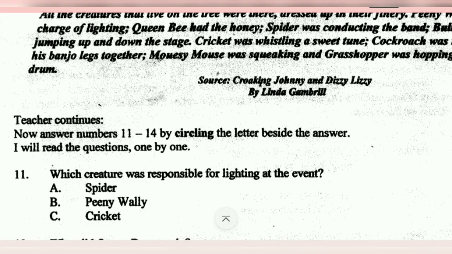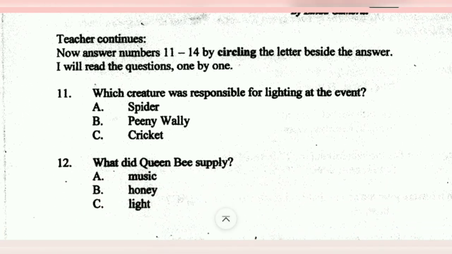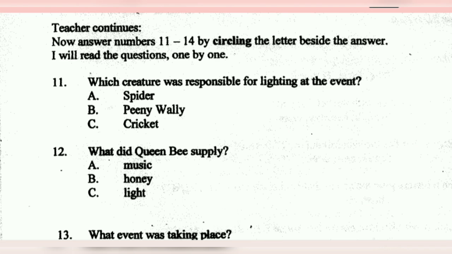And it's by Linda Gambrill, alright, or Gambrill. Let's go. Now answer items or numbers 11 to 14 by circling the letter beside the answer. I will read the question one by one. So your teacher will read the questions and then you will do the selecting of your answer. So here it goes. 11.